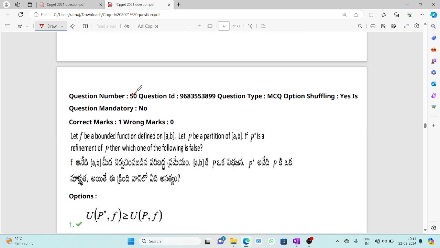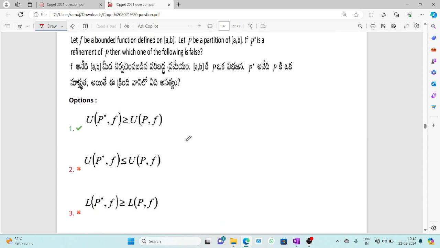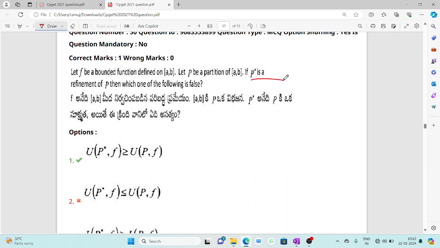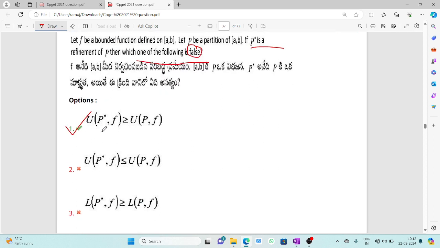Question 51: let f be a bounded function defined on the interval a comma b. Let P be a partition of a comma b. If P star is a refinement of P, then which one of the following is false? He is asking for the false statement again. This is a direct statement. If you remember the statements, this statement is not possible, so this is the false statement for this question.